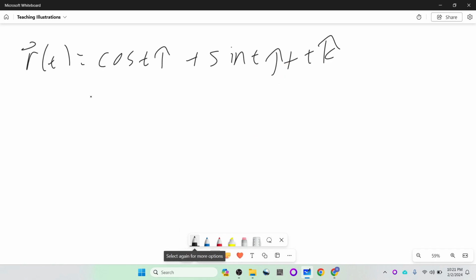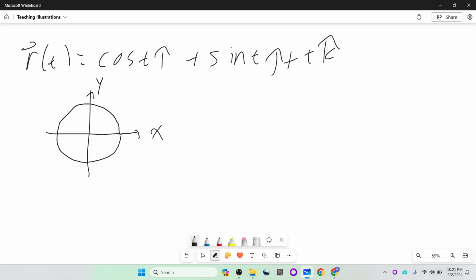Okay, so in x and y, when x and y is cosine and sine, that is a circle, radius 1 in the counterclockwise direction. So the 2D curve looks like this. And if it were just x and y, that would be the whole thing. It would just keep looping around on itself forever. But we also have z equals t. So that means it'll be increasing.